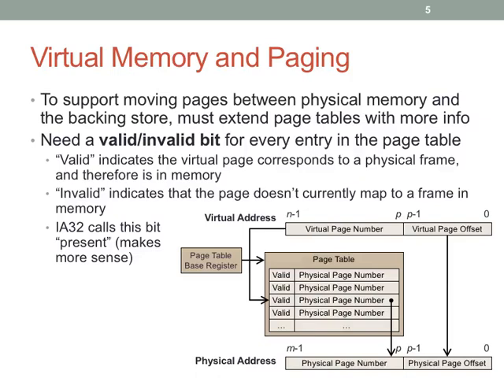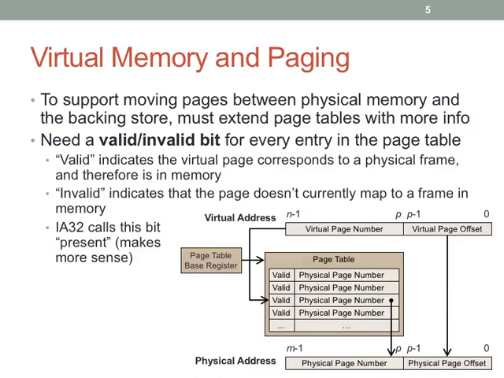So the valid-invalid bit is the obvious extension, so that we can say this entry is in use or this entry is not in use. Here it's valid or invalid, or present and not present. I like IA32's present bit. I think that makes a lot more sense. Basically saying, yes, there is a page present in this frame.